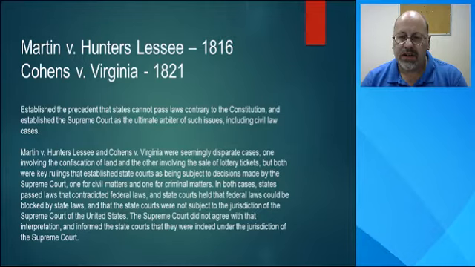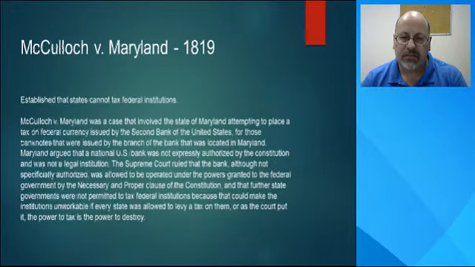In both cases, states passed laws that contradicted federal laws, and state courts held that federal laws could be blocked by state laws, and that state courts were not subject to the jurisdiction of the Supreme Court of the United States. The Supreme Court did not agree with that interpretation and informed the state courts that they were indeed under the jurisdiction of the Supreme Court of the United States.